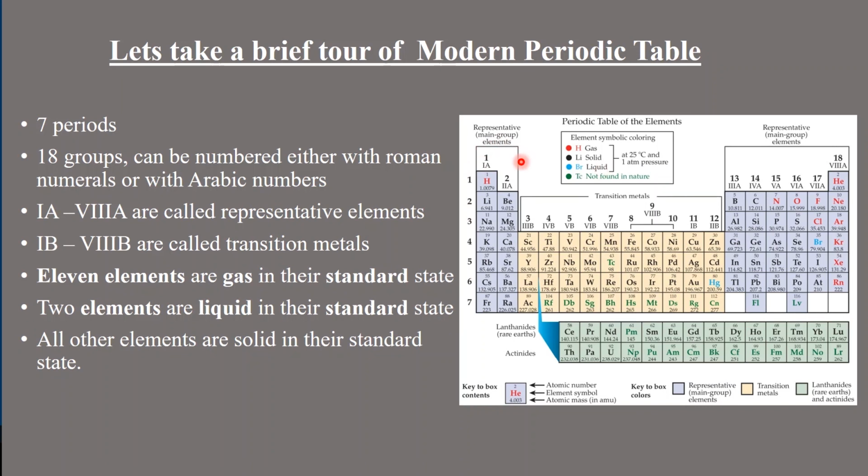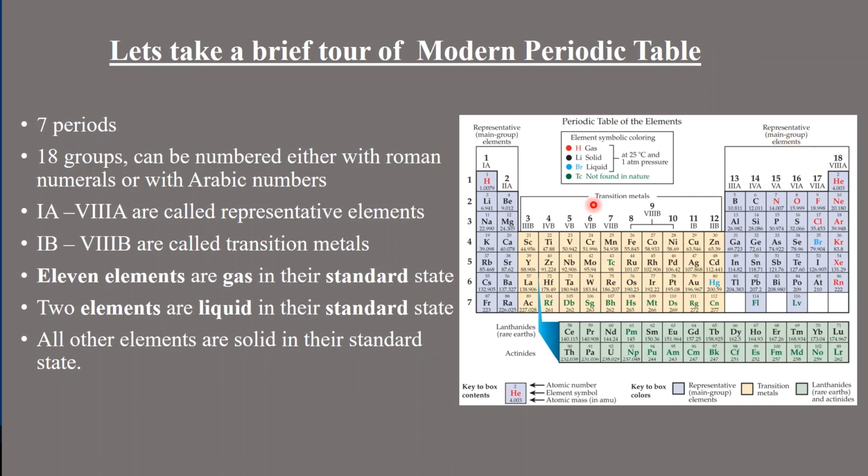The groups can be numbered in a couple of different ways. They can be numbered either with Roman numerals or as Arabic numbers like 1, 2, 3, 4, 5 up to 18.